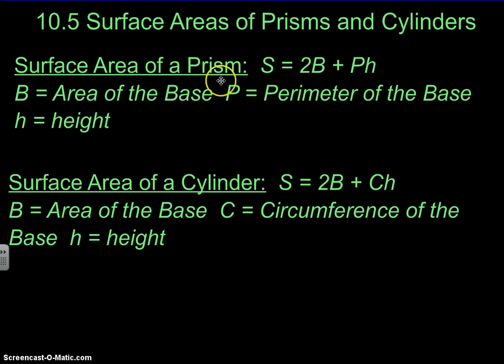Now let's talk about these. Capital B means area of the base. Area of the base. Okay? Capital P means perimeter of the base, and H equals the height.